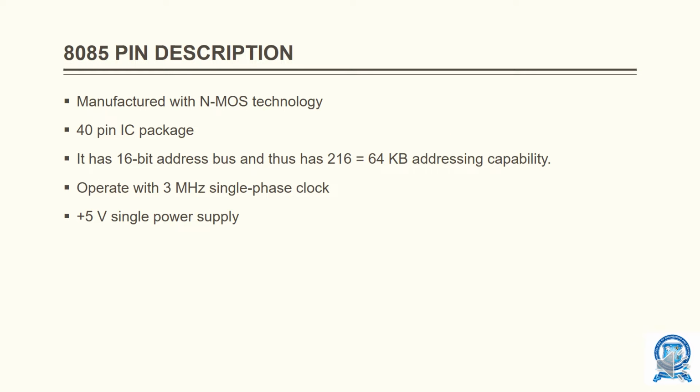8085 pin description. Manufactured with NMOS technology, it has a 40-pin IC package. It has a 16-bit address bus. Thus, it has 2 power 16, that is 64 kilobytes capacity. It operates with 3 megahertz of clock pulse, and the supply given is plus 5 volt.